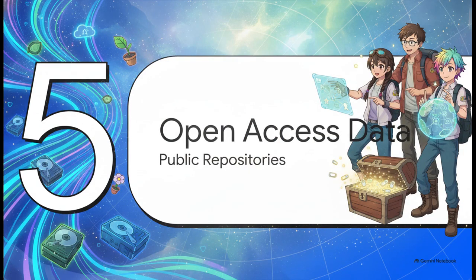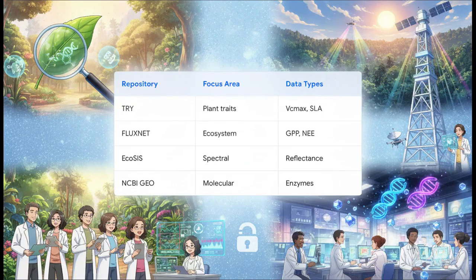And finally, section 5, open access data repositories. We are literally collecting a mountain of data across all these tiers, and this matrix shows exactly where you data detectives can find it. It perfectly matches the zoom levels we just walked through. For leaf-level traits like Vcmax, you go to the TRY Plant Trait Database. For those massive ecosystem net profits we just talked about, you'd access FLUXNET or AmeriFlux. For canopy reflectance, you explore EcoSIS. And to zoom all the way down to molecular transcriptomics, you dive into NCBI GEO or PRIDE. The coolest part, it's all openly accessible.